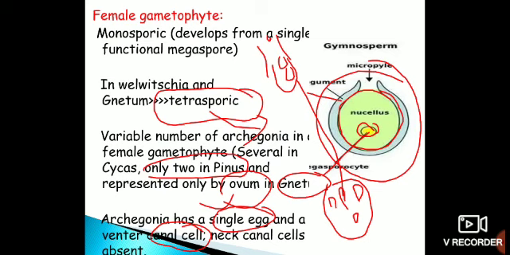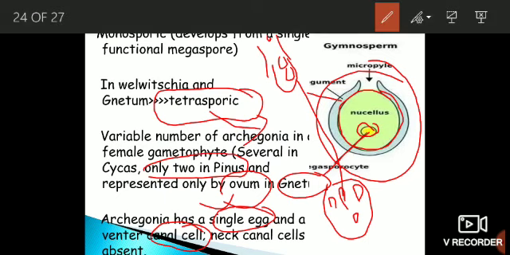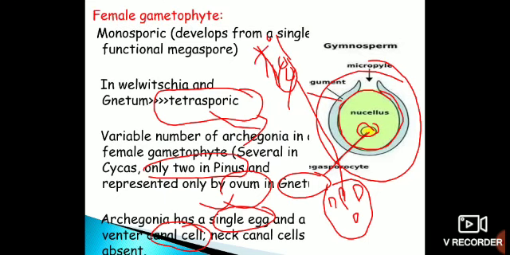And the structure of archegonium is like this. The general structure of archegonium is like this. You have an egg cell, you are having a ventral canal cell, but one very important point is that in case of gymnosperms, the archegonia do not contain the neck canal cells, okay. This is all about the development of gametophytes in gymnosperms.